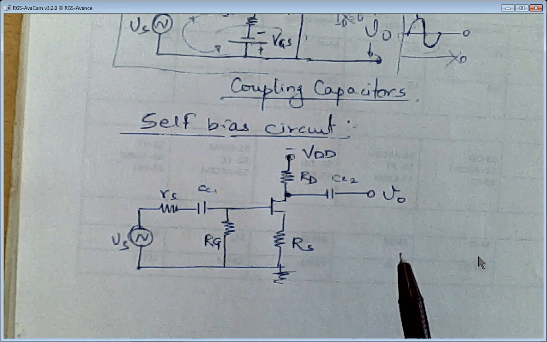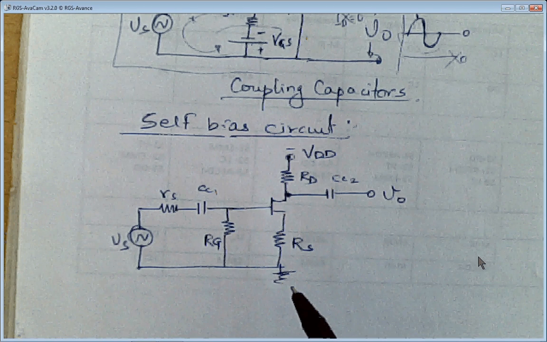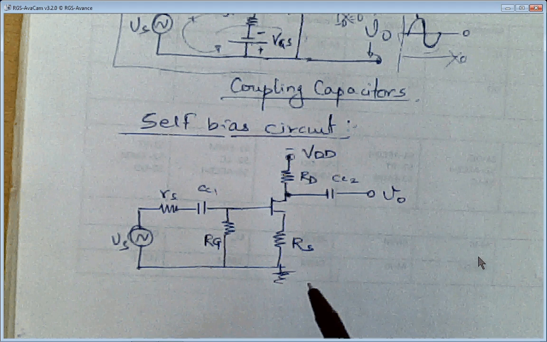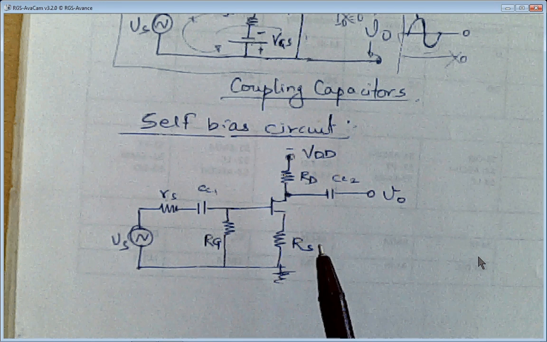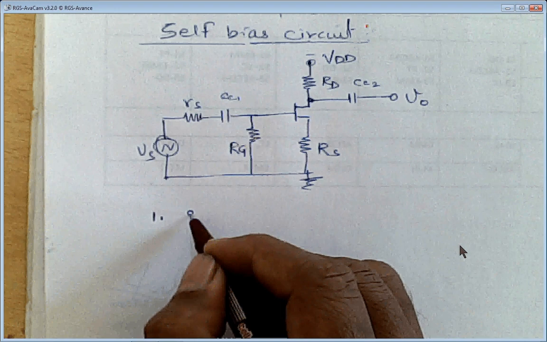Before going to the AC analysis, we'll see how the DC analysis takes place and what all the factors you have to consider while analyzing the DC. So while analyzing DC, there are a few things you have to keep in mind. Number one, open circuit all capacitors.